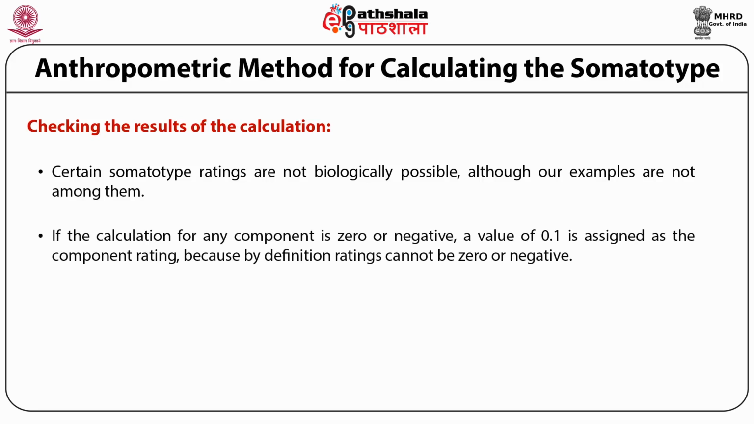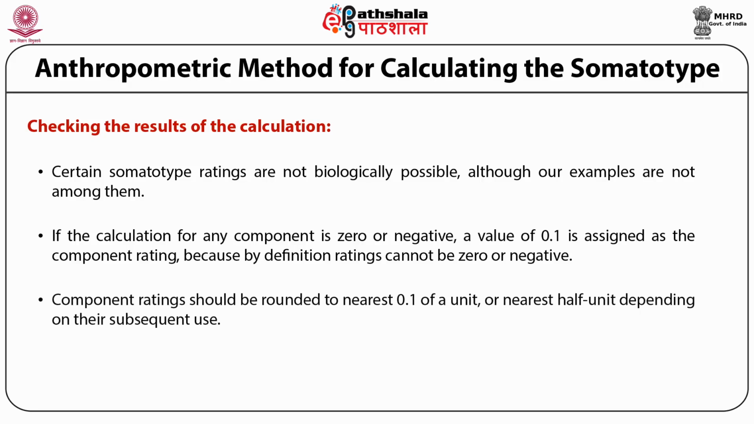If the calculation for any component is 0 or negative, a value of 0.1 is assigned as the component rating because by definition ratings cannot be 0 or negative. The photoscopic rating would be 1/2. If such low values occur, the raw data should be checked. Values less than 1 are highly unlikely to occur for endomorphy and mesomorphy but are not unusual for ectomorphy.